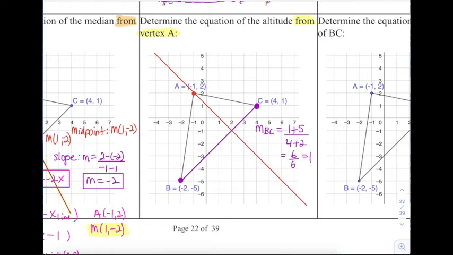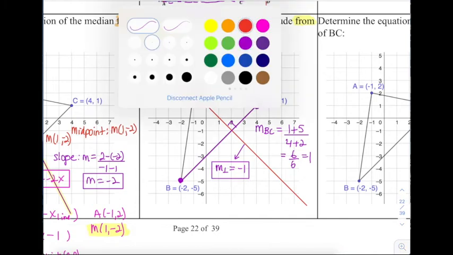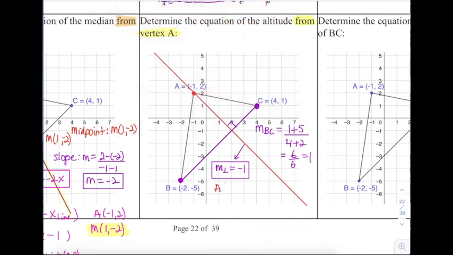So we need the negative reciprocal, right? The slope of this line is going to be perpendicular to 1. And what is that? -1. Okay. So in this case, I don't have any options for my slope and my point. I know my point has to be A. That's the only point I know on this line.